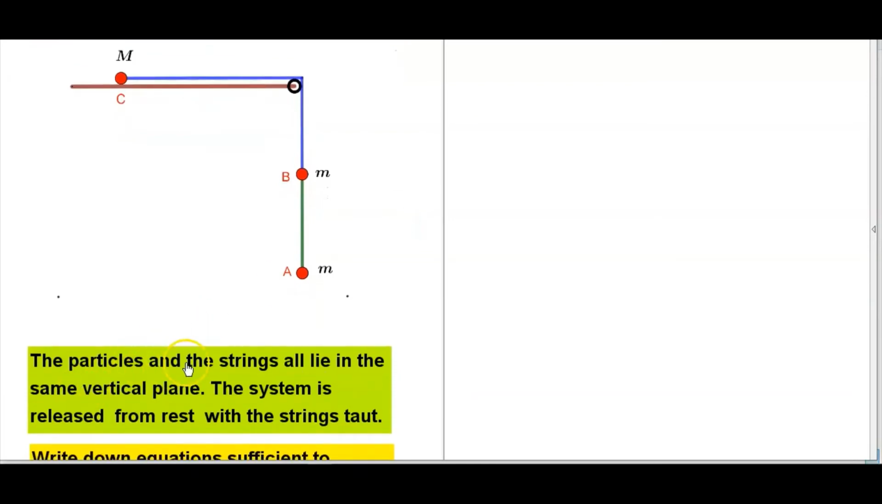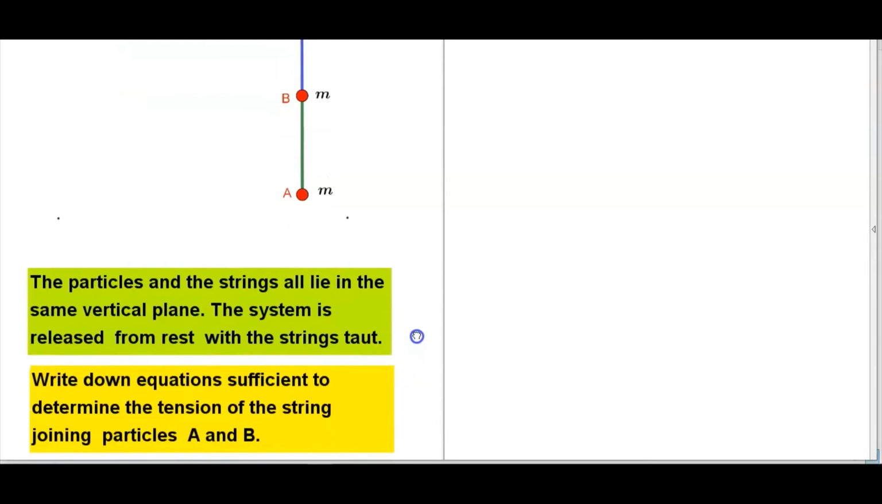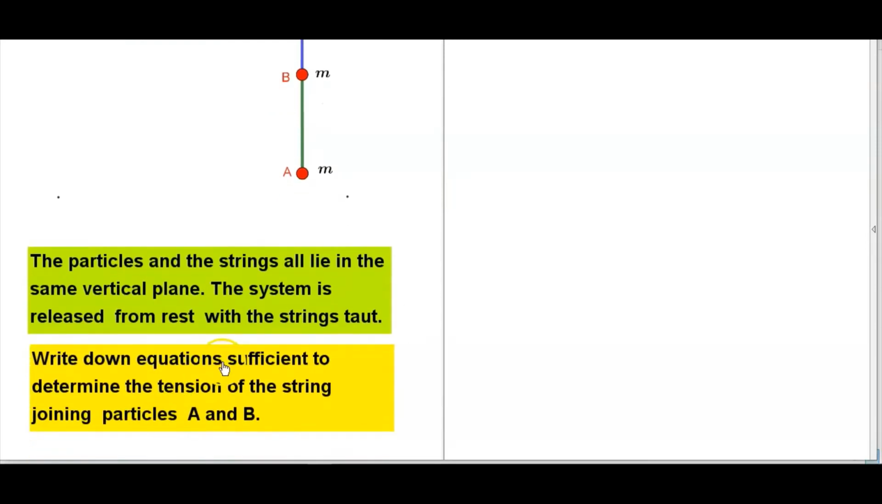The particles and the strings all lie in the same vertical plane. The system is released from rest with the string taut. Write down equations sufficient to determine the tension of the string joining particles A and B.